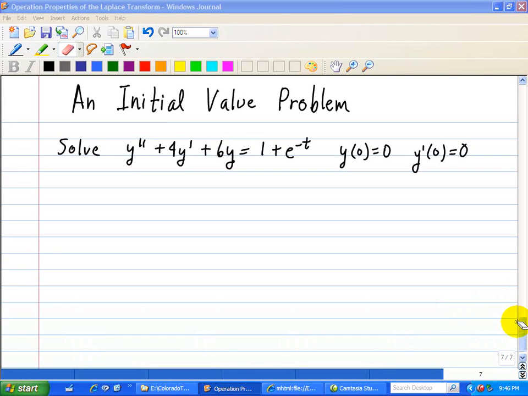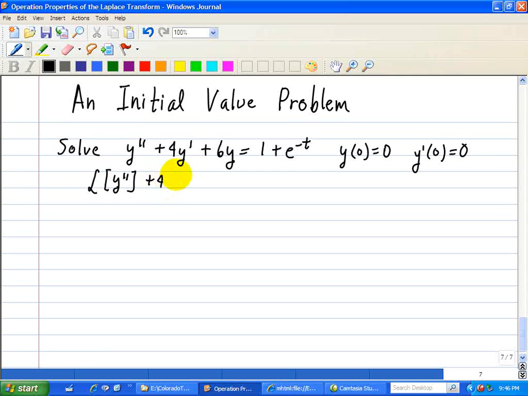Okay, here we have another initial value problem where we're going to solve this differential equation shown here, given these two initial conditions, but we're going to use the Laplace transform technique. So here we take the Laplace transform of each of these terms: y double prime plus 4 Laplace transform of y prime plus 6 Laplace transform of y is equal to the Laplace transform of 1 plus the Laplace transform of e to the minus t.